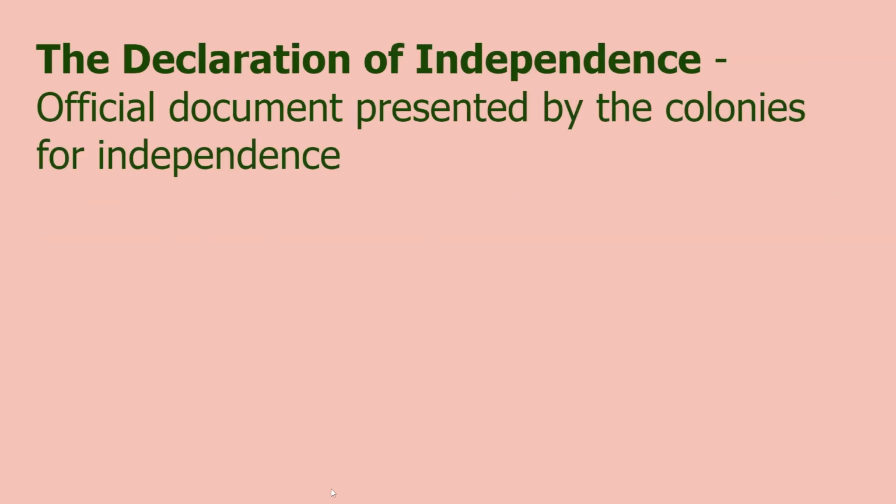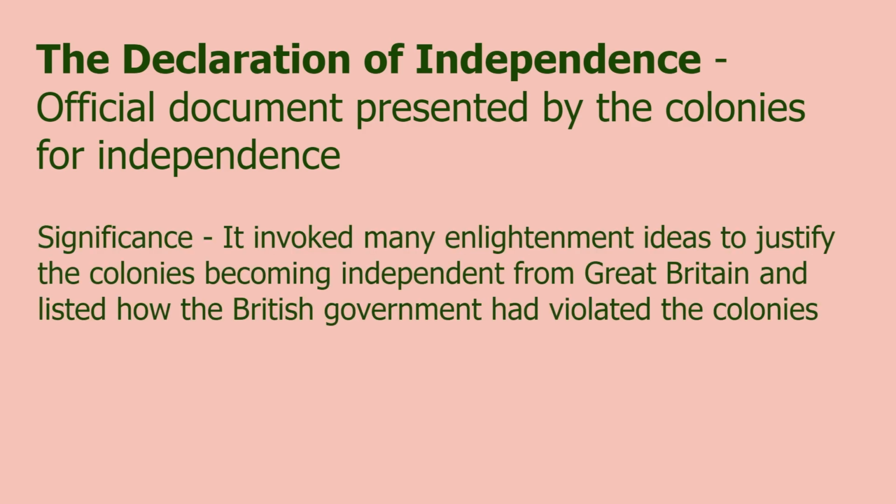The Declaration of Independence, official document presented by the colonies for independence. It invoked many Enlightenment ideas to justify the colonies becoming independent from Great Britain and listed how the British government had violated the colonies. The Declaration of Independence is a required document in Gov, I'm pretty sure, but it doesn't really matter a whole lot. But just know that the list of grievances are very important, and the ideals in the first part of the Declaration of Independence are really important to how American government was set up by the Constitution.